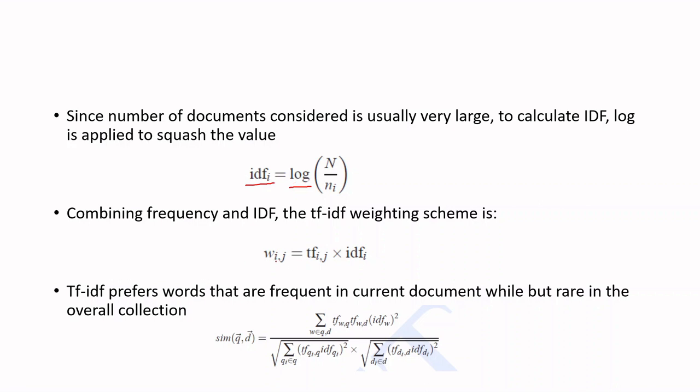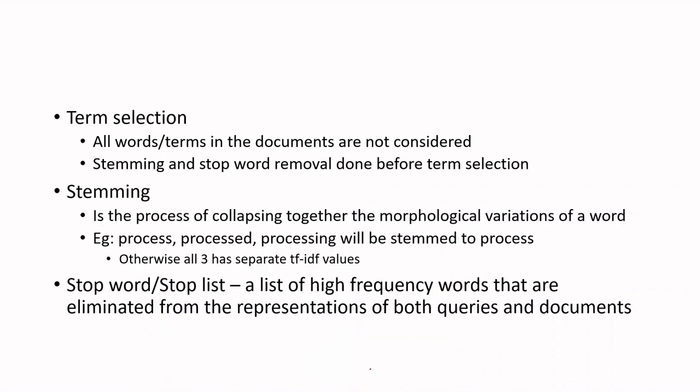For weighting a term, we use the term frequency, that is the number of times the word occurs, as well as the IDF, the inverse document frequency, to provide discrimination. The term weight is term frequency times inverse document frequency, generally referred to as TF-IDF. The similarity measure we saw earlier, with TF-IDF substituted, is given here and can be used for finding the similarity between the query and the documents.